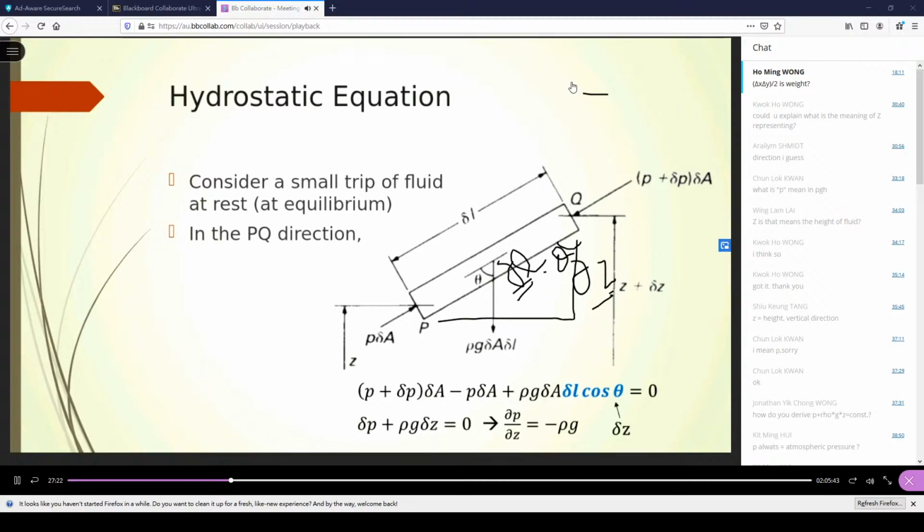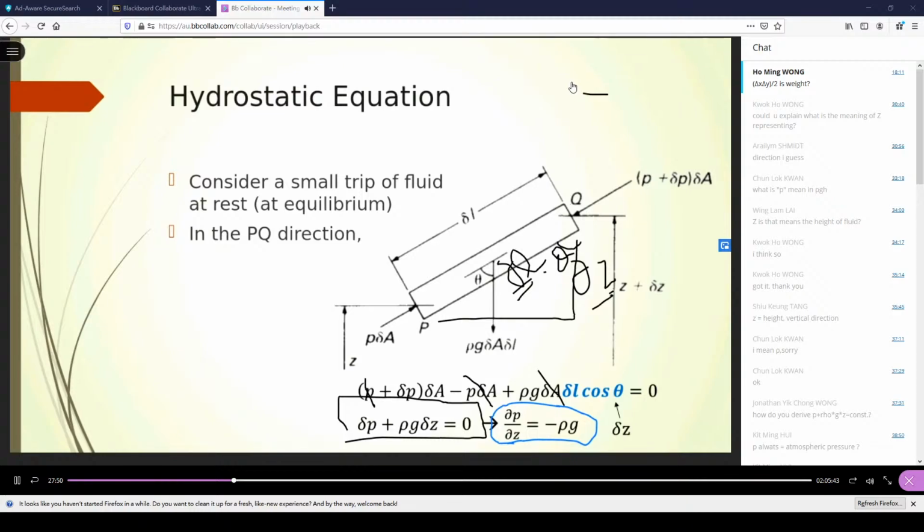Now we show that this term is not there, and A is removed. And so what you have finally is this really simple equation. You just have to rearrange some terms, and you get something like this: the gradient of pressure is equal to negative ρg.